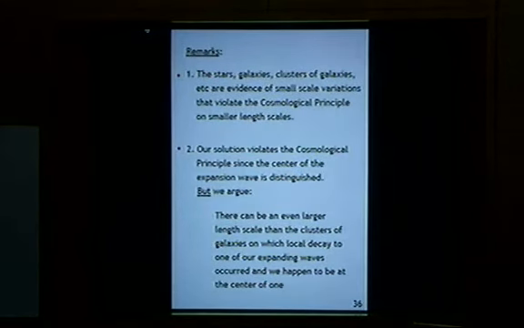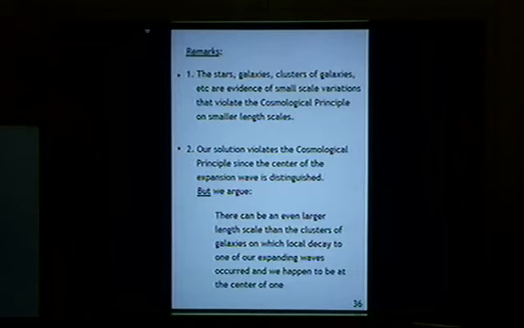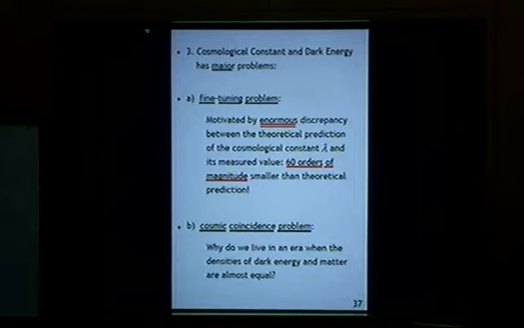Now, the stars and galaxies and clusters of galaxies are evidence of small-scale variations that violate the cosmological principle on smaller scales. Our solution violates the cosmological principle since the center of the expansion wave where we are is distinguished. Okay, but we argue there could be an even larger length scale than the clusters of galaxies on which local decay to one of our expanding waves occurred, and we happen to be at one. Okay, so that's what we say might be happening here. So the cosmological constant and dark energy, so that's the problem. People say, well, you have the Earth as a special place. That's not so great. But the cosmological constant and dark energy have major problems too.